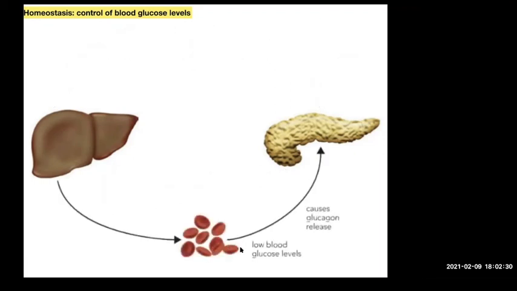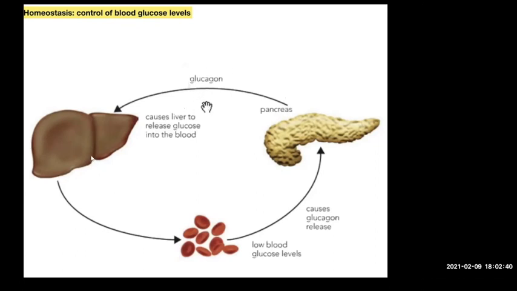And when you have low blood glucose levels, that's also going to pass through your pancreas right here. And that is going to release the hormone glucagon, which is going to cause the liver to release glucose into the blood so that it's going to circulate around your blood and get to the body cells. So that's your homeostatic connection to this carbohydrate, glucose.